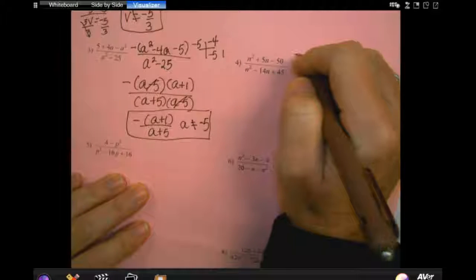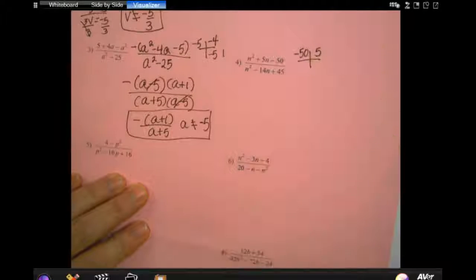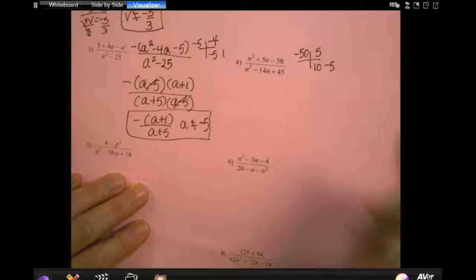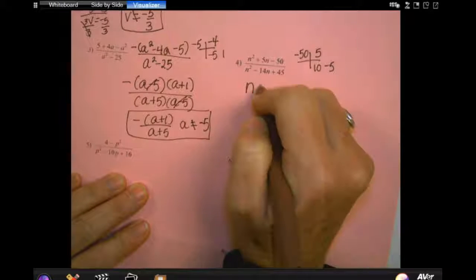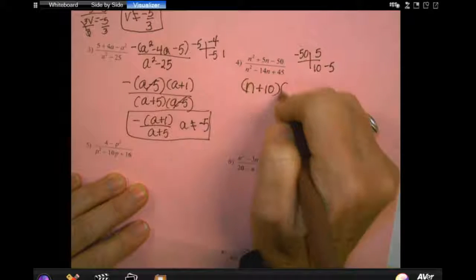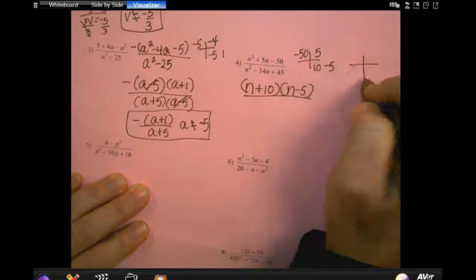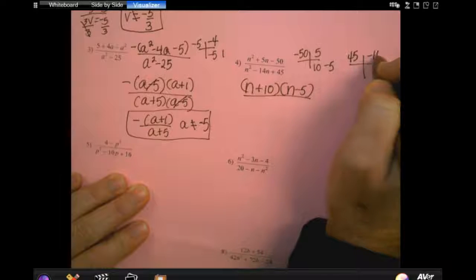So I get negative 50 and 5, so that's going to be 10 and negative 5. On top, I have n plus 10 and n minus 5. On the bottom, I have 45 and negative 14.